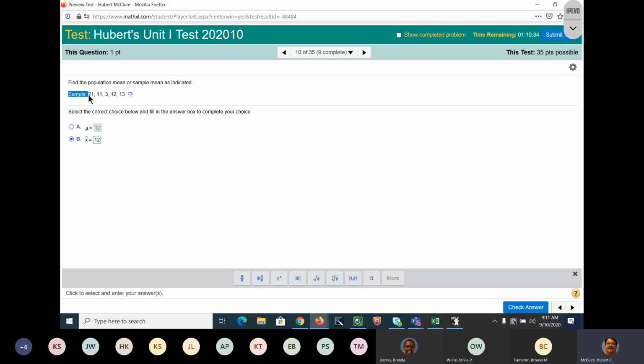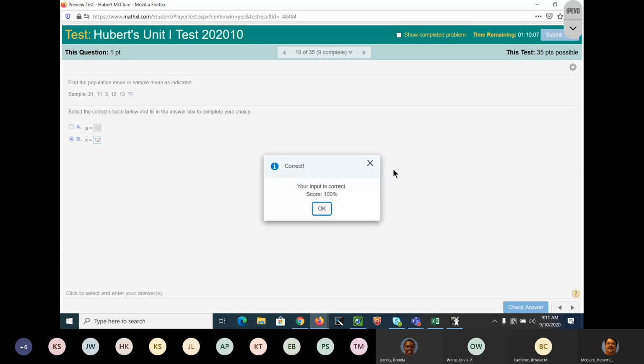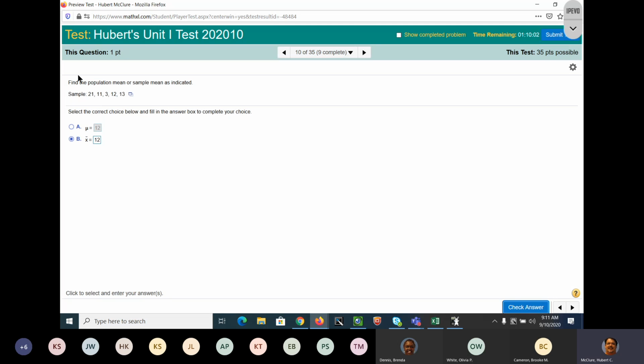You got to read the directions. It'll either have sample beside it or it'll have population. If it says population right here, you would use mu. If it says sample, you use X bar. This is just the directions. I read it like you did. I thought it said find the population mean. I didn't read the second part. So that should be your answer, and you got to watch that one just like I did. You got to read the directions.